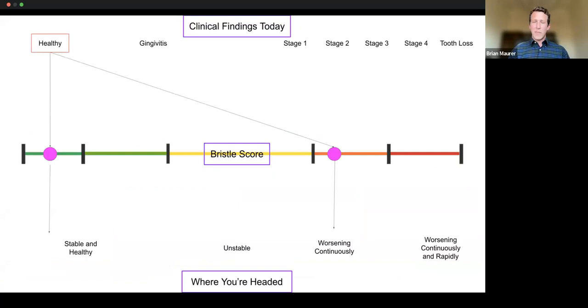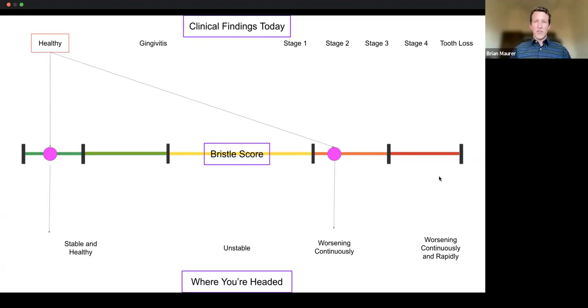So similarly, what you can imagine with the Bristle test is actually charting the patient's current state up at the top and using the Bristle report as an arrow to help guide you towards where this patient's headed. So in this example, we might have a patient who's presenting as healthy, but if we see they're at a high risk of gum inflammation, they're actually likely headed towards a worse state and likely headed towards gingivitis.